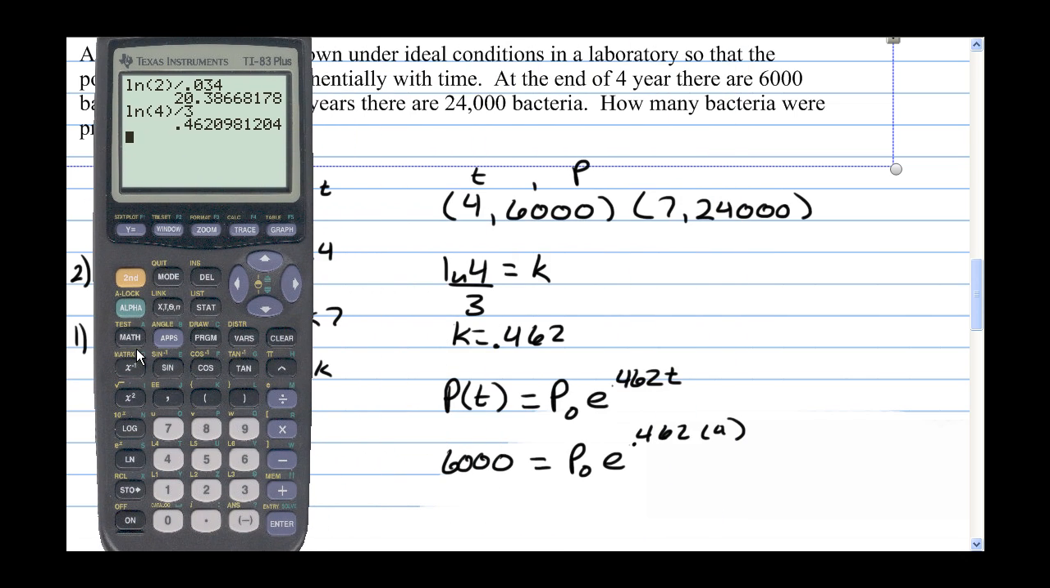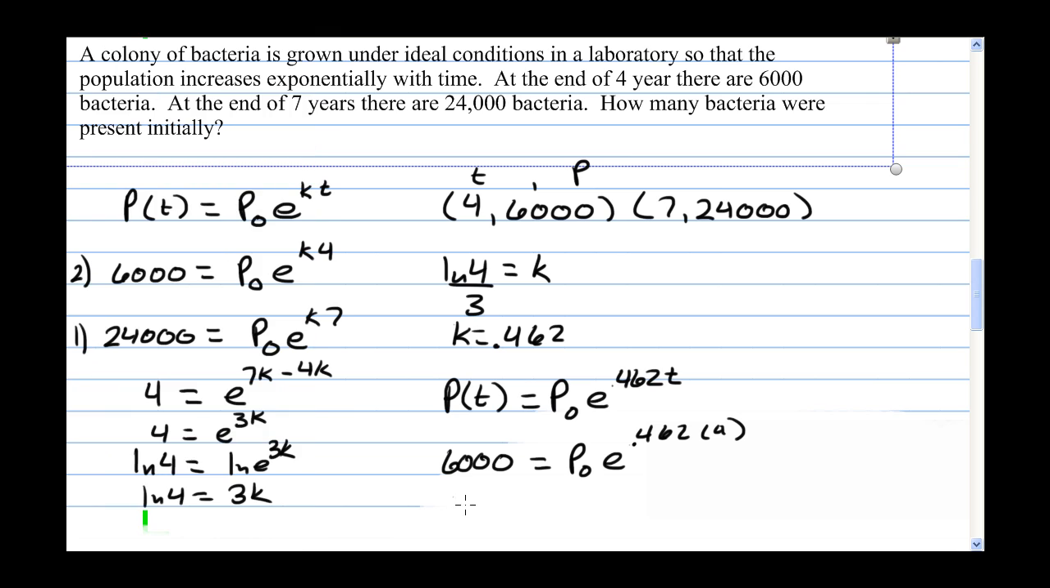Well, I really don't want you guys to use 0.462. I don't want you to use the rounded answer. I want you to use the answer that's in your calculator. And of course, you can write down a rounded answer, but don't use this one. So we can take this times 4, and there's e to the 1.848.